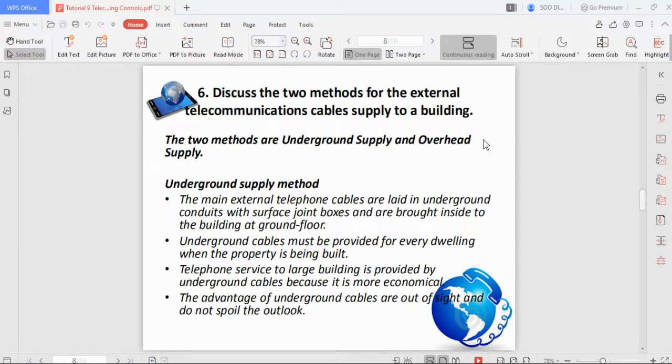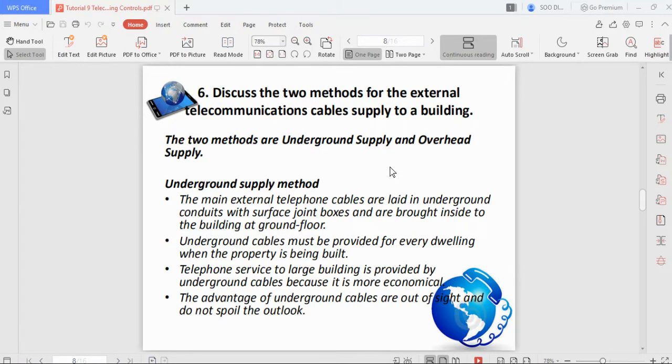Okay, so question number 6 is to discuss the two methods for the external telecommunication cable supply to a building. So there are two methods. One of them is the underground supply, the other is the overhead supply. So underground supply method is as its name implied. You will lay the external telephone cable underground.